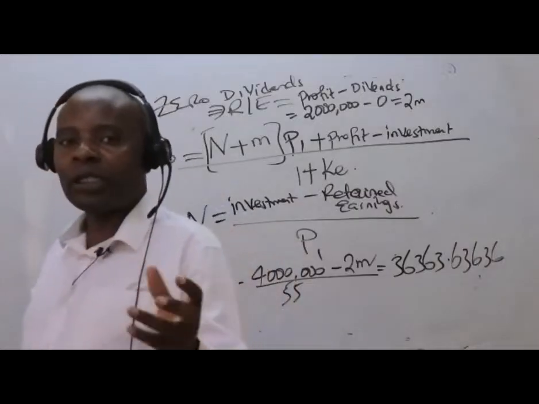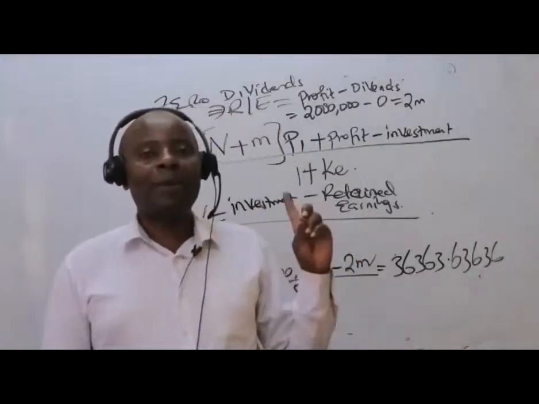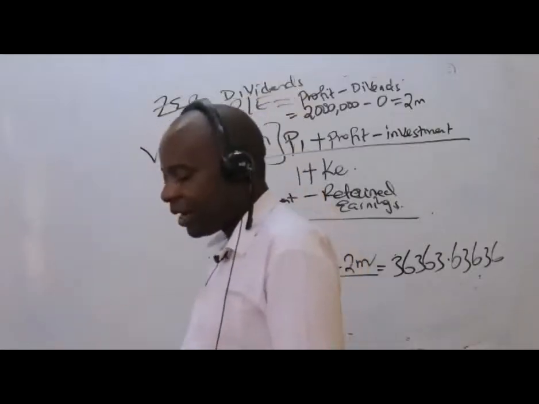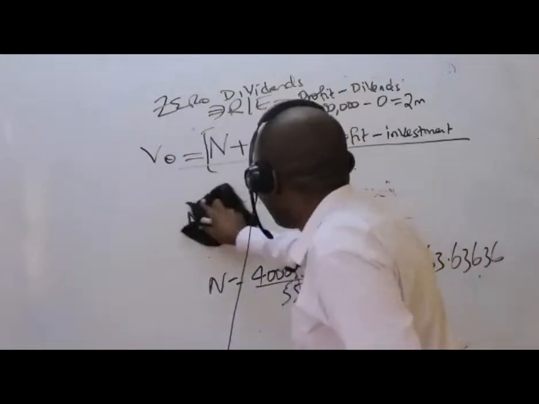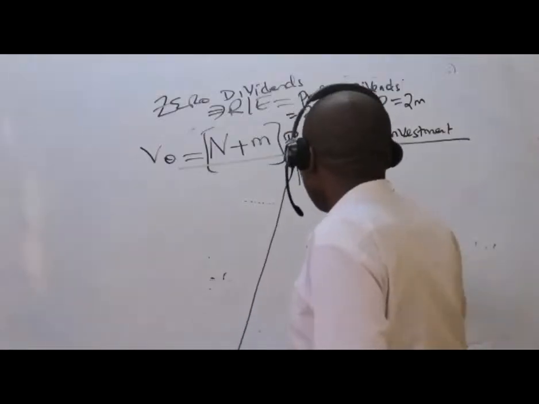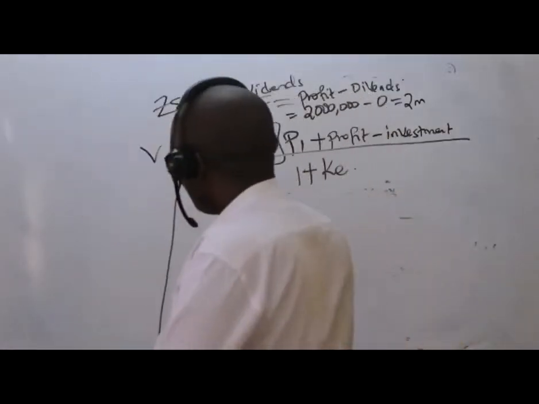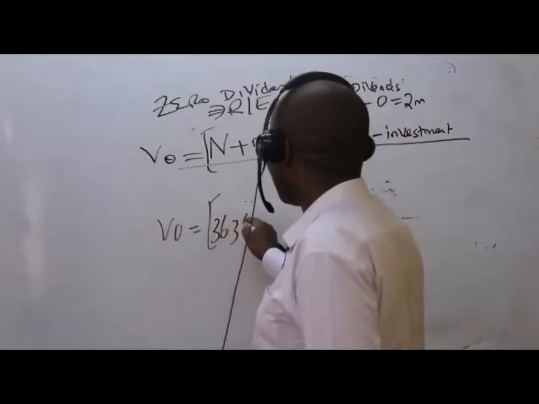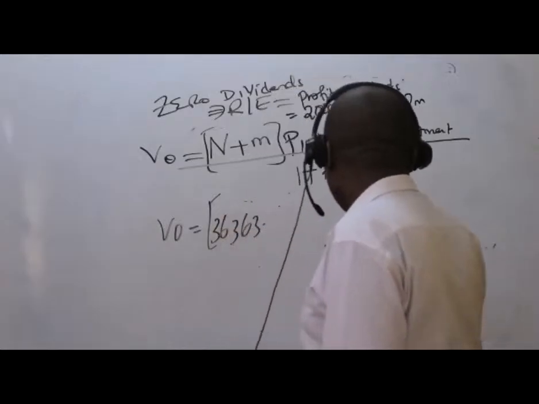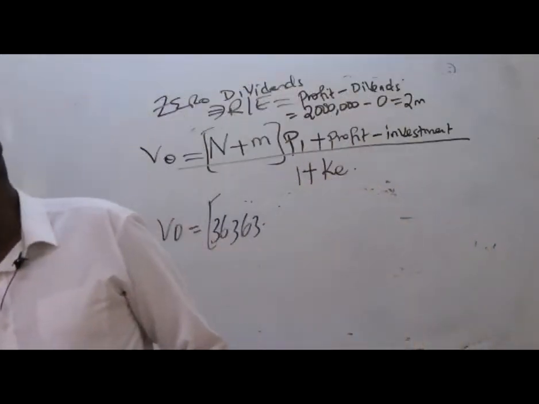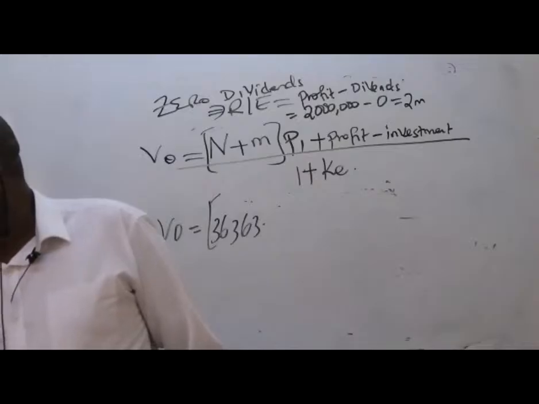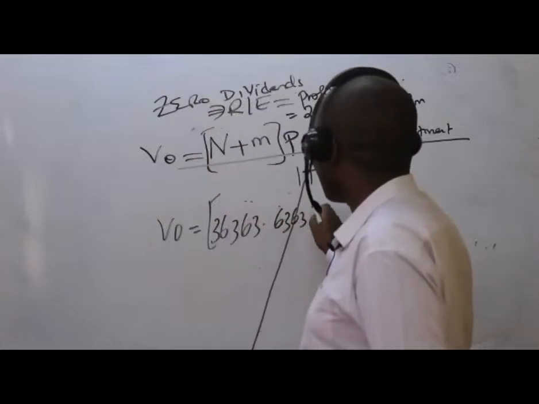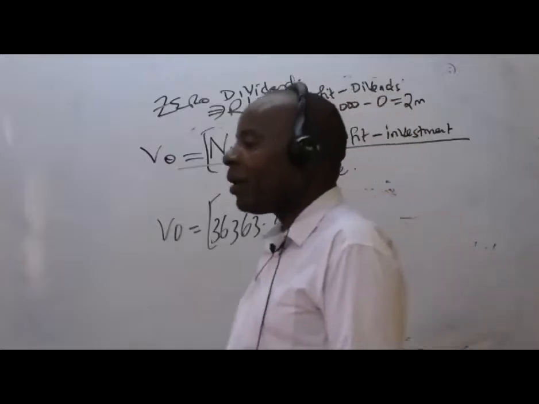So, ladies and gentlemen, having gotten that, my work will be about plugging in the formula here, the figures that I have. Now I have everything. So my V0 here will be equal to the n that you gave me, this 36,363.63636, plus m. M, remember what we said about M.